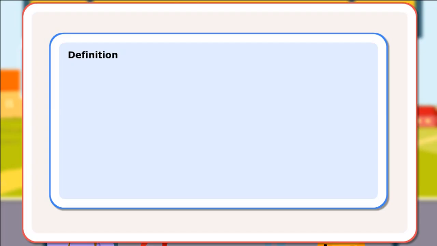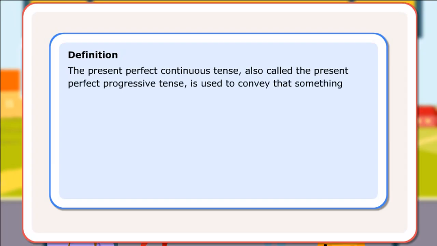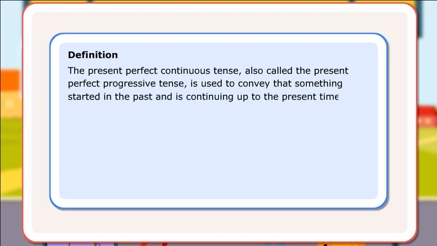Definition: the present perfect continuous tense, also called the present perfect progressive tense, is used to convey that something started in the past and is continuing up to the present time.